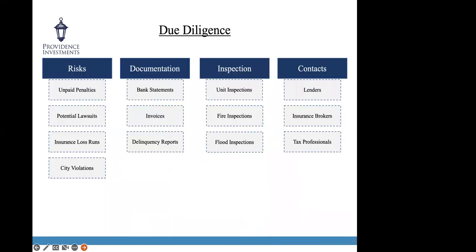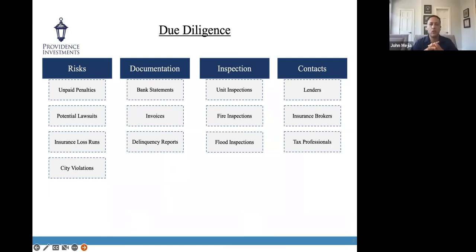Now, due diligence. I know I spoke about this earlier. Risk, documentation, inspection, okay? And also you need to find out all the contacts that you're working with. Very important on this. So unpaid penalties when it comes to risk, potential losses in the property, insurance loss, city violations. This is where you have to mitigate your risk and see what's going on, because you take that into consideration based on what you're going to purchase or build.